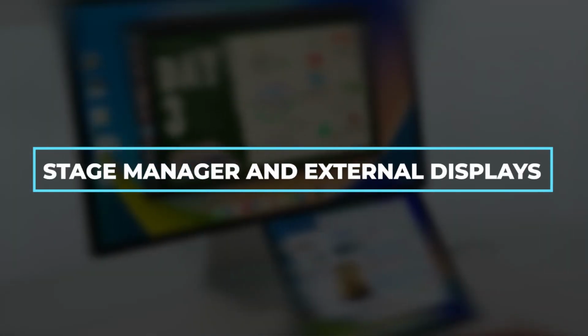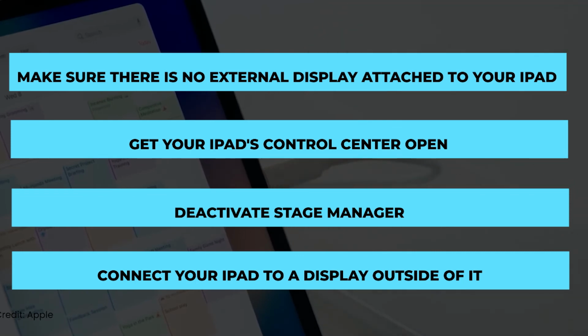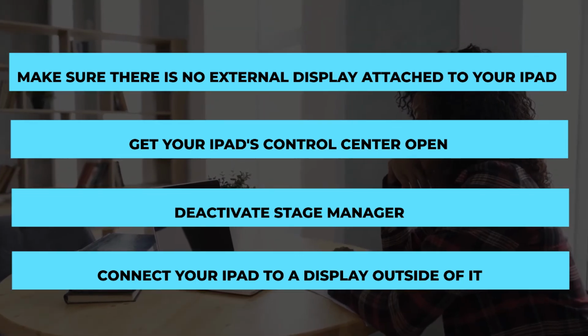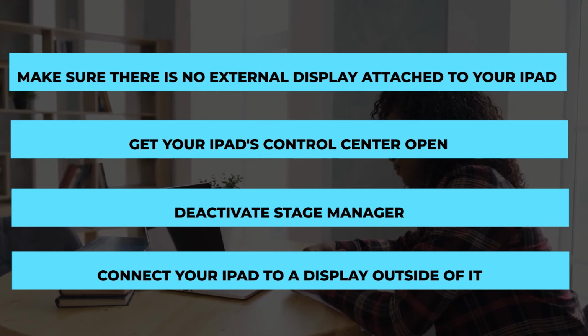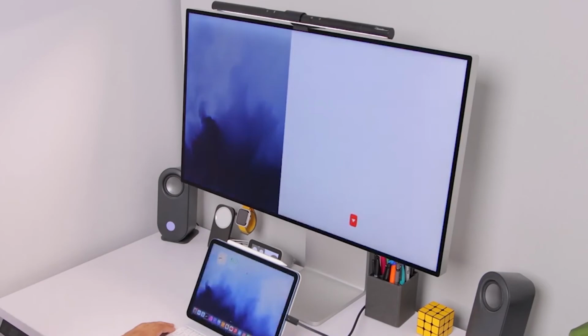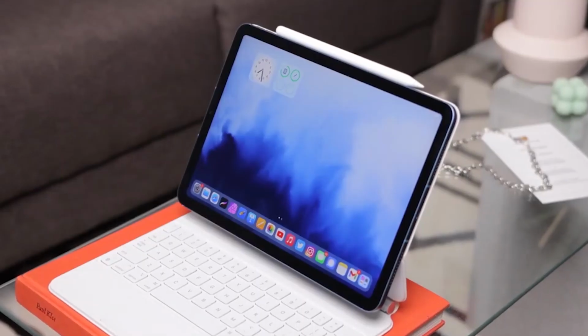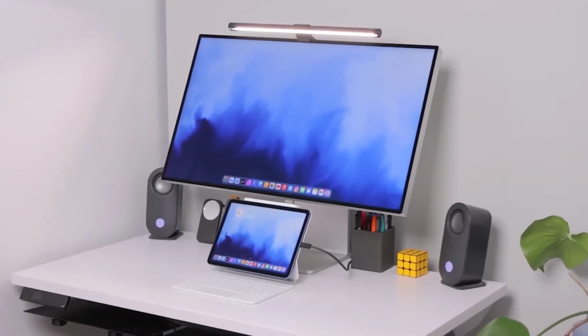Stage Manager and external displays. You may be interested in knowing whether there is a mechanism to restrict the usage of Stage Manager to external monitor connections. That's a resounding yes, of course. And here's how to go about it. 1. Make sure there is no external display attached to your iPad. 2. Get your iPad's Control Center open. 3. Deactivate Stage Manager. 4. Connect your iPad to a display outside of it. Stage Manager will stay in non-Stage Manager mode on your iPad even after the display has been detected, and you are allowed to utilize it on the external monitor.